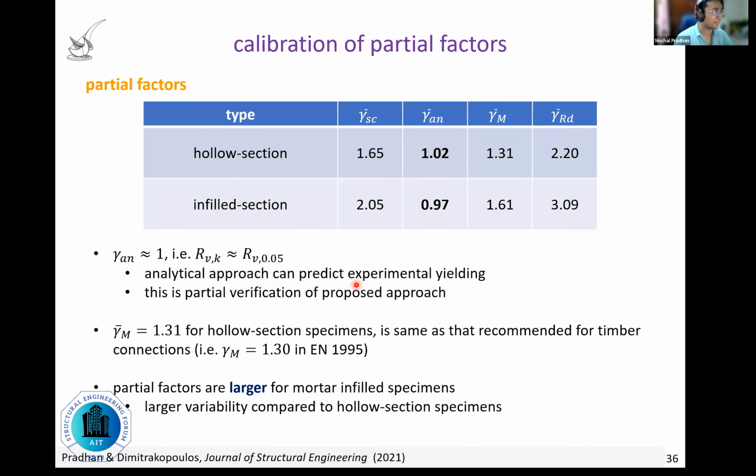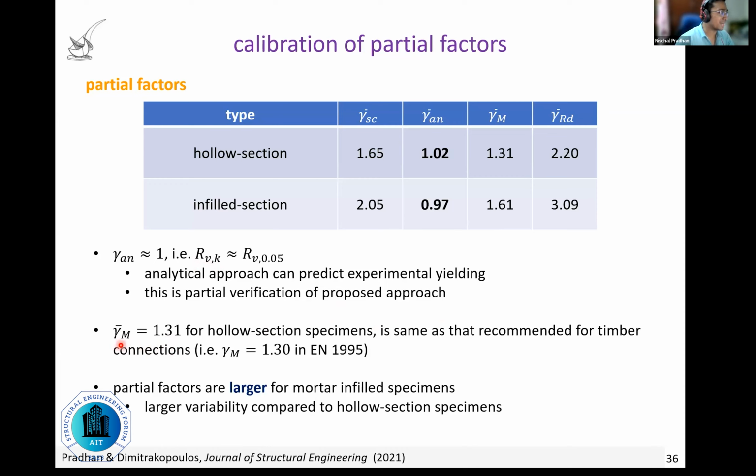Now you have to keep in mind that the analytical approach uses the material strength data for single culm specimens, and we can show that by reducing the variability with the help of multi-culm members, we can use the single culm statistics to predict the performance of multi-culm members. Okay, so this is a very important verification, showing that the proposed approach works.